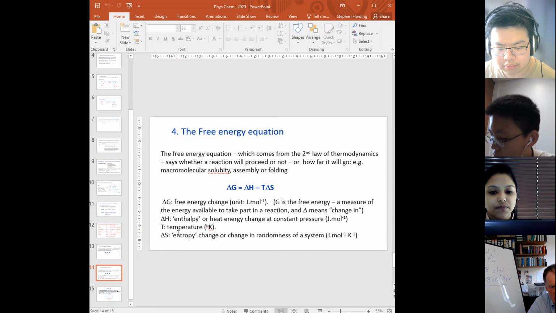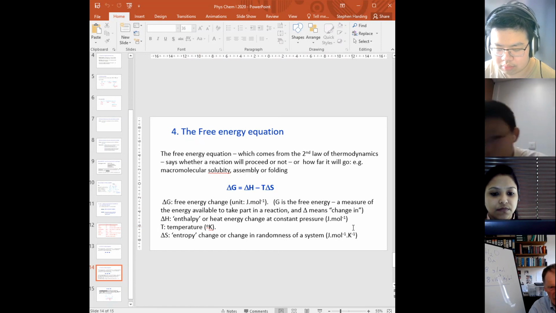And delta S is the entropy change, or change in randomness of a system, how random a system is. Delta S is the change in that randomness. And the units are joules per mole per K.